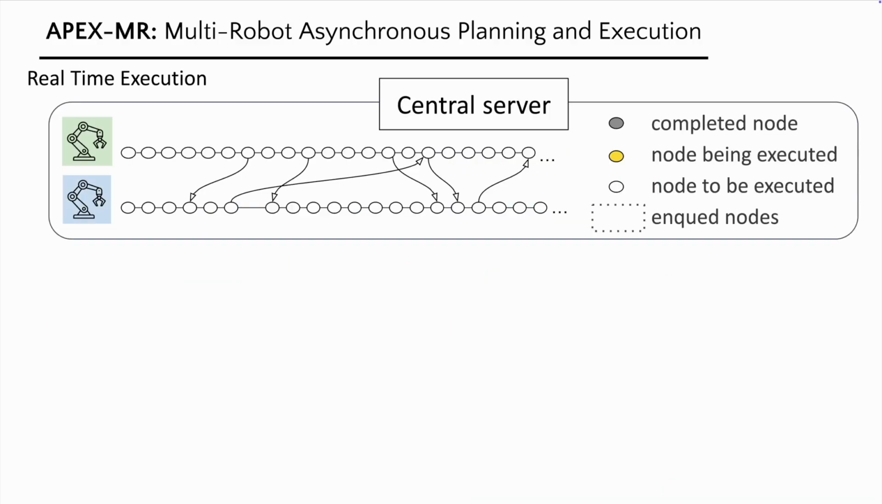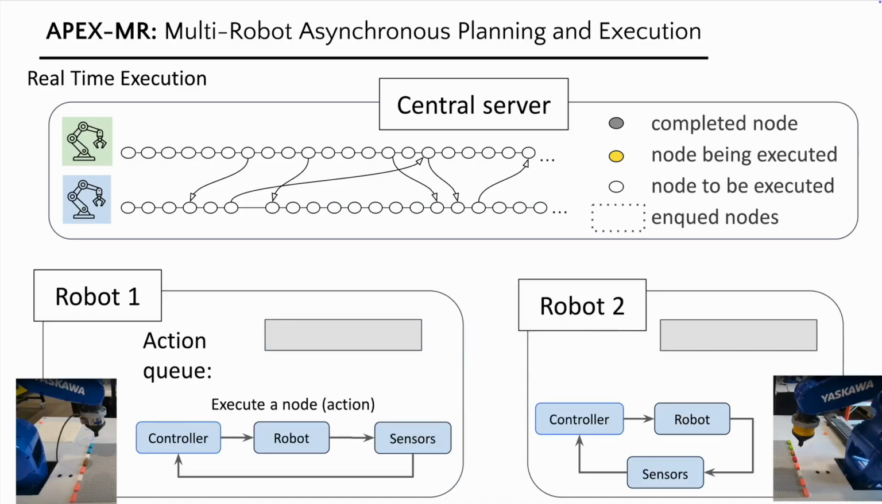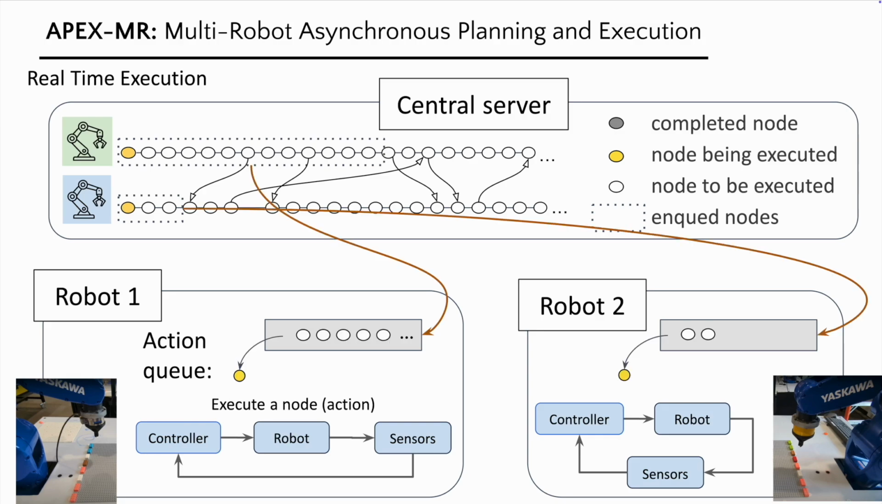During execution, a central server is used to monitor the progress of all robots and control the scheduling. Each robot has its own controller sensor feedback loop and receives its command from the action queue. The central server sends all actions that are safe to be executed to the robot's action queue, which are all the actions up to any unmet dependencies in the TPG.